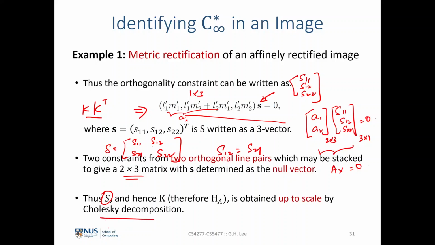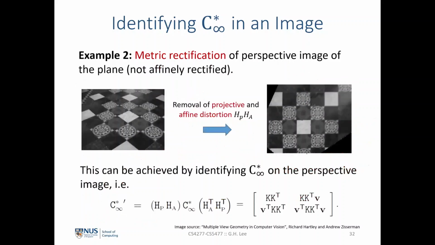And so once we have obtained K, we will be able to get HA over here, which we can use to remove the affine distortion from the image completely, and we'll be left with the similarity distortion, which we will not be able to remove unless we know the corresponding points in the 3D scene. And so in the previous example, I've shown how to remove the remaining affine distortion after we have removed the projective distortion from the line at infinity.